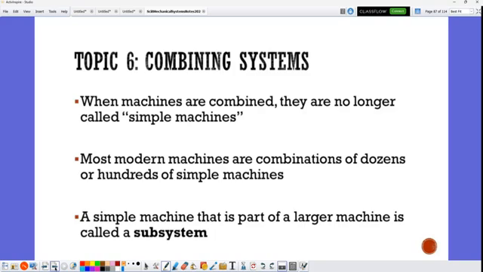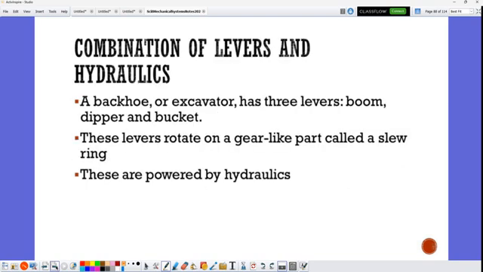When machines are combined, they're no longer called simple machines, they're complex machines. Most modern machines are combinations of dozens or hundreds of simple machines. A simple machine that is part of a larger machine is called a subsystem. Okay? And we can combine levers and hydraulics.